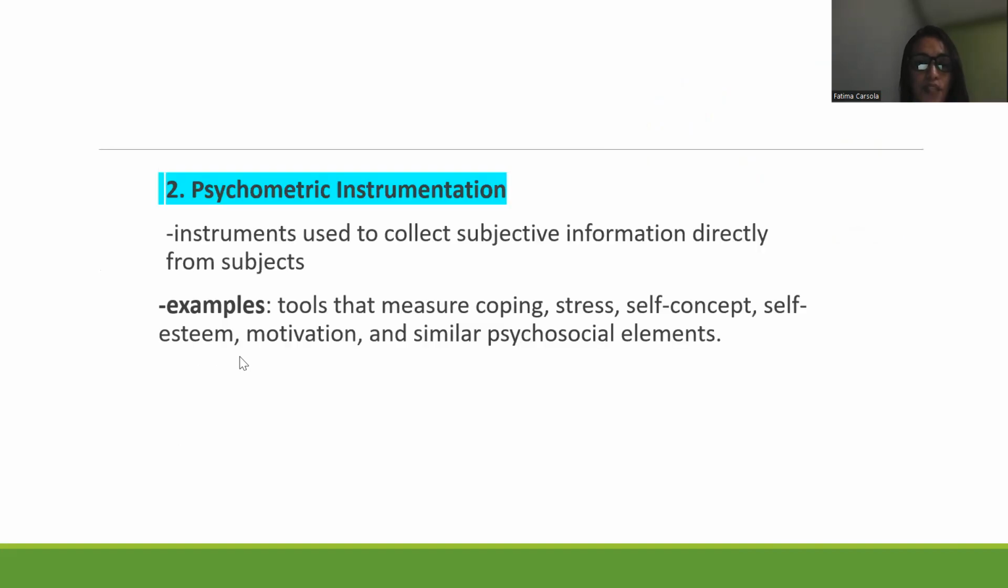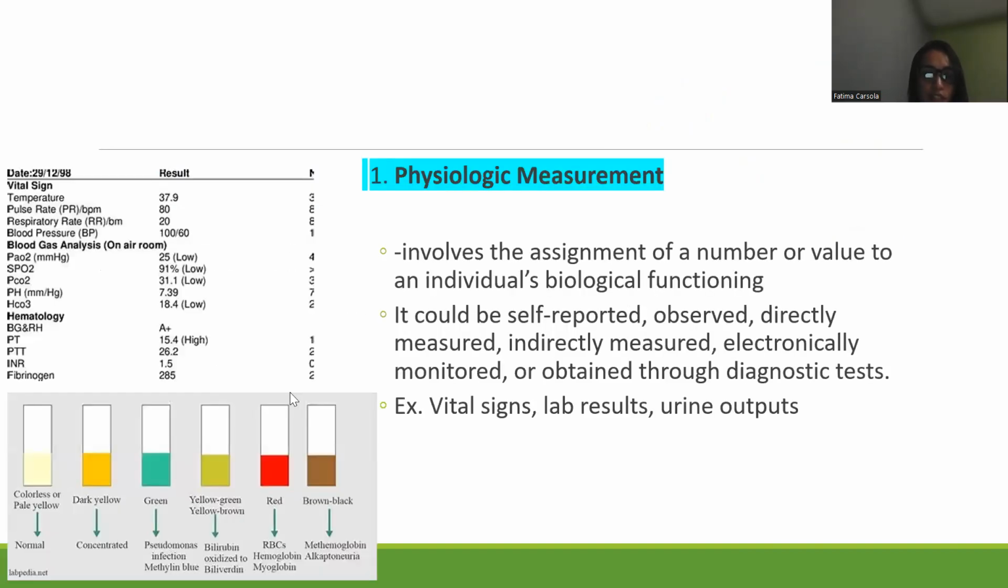We have what we call physiologic measurement. Evidence-based practice focuses attention on the physiologic measurements from patients for clinical research efforts. Physiologic measurement involves the assessment or assignment of a number or value to an individual's biological functioning. It could be self-reported, directly measured, or indirectly measured, like your vital signs, lab results, or urine outputs. These are all positivist, in the positivist perspective, because these are things that you could see.